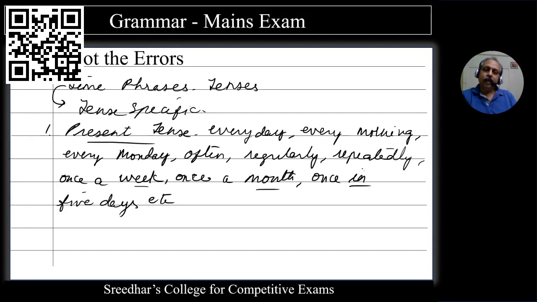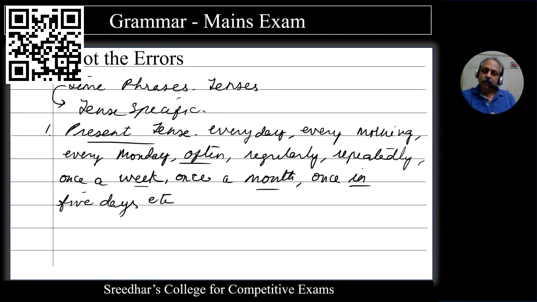Remember, these time phrases you have to memorize. They should be at your fingertips. No second thoughts about that. If you cannot remember the time phrases that are specific to a particular tense, you cannot handle the question. You cannot spot the error. But you know for sure, the moment you see often, she went to the library often. Next second, you should be able to spot the error. On what basis? You see the word often, you have to recollect. Often goes with present tense, repeated action.